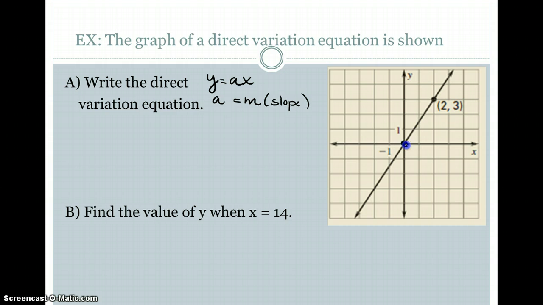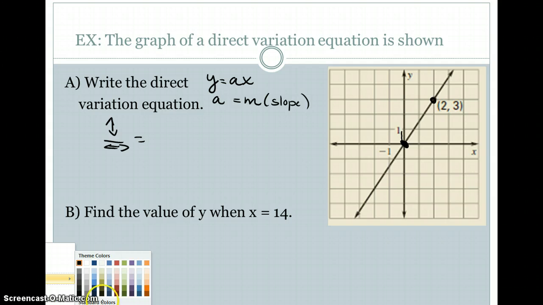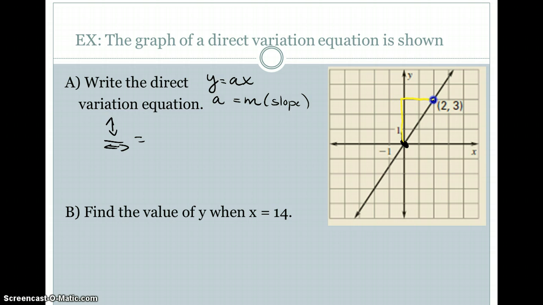So here's a good point because I know it goes through (0, 0). And here's another point. So give me directions. I need the rise over the run. So I'm going to go up. Let's change colors to make sure that you can see it pretty well. You're going to rise 1, 2, 3, and then you're going to run 2. So rise over run: because I went up 3 and then right 2, my slope is 3 over 2. So my equation is going to be y equals 3 over 2 x, because my a, my constant of direct variation, is 3 over 2.